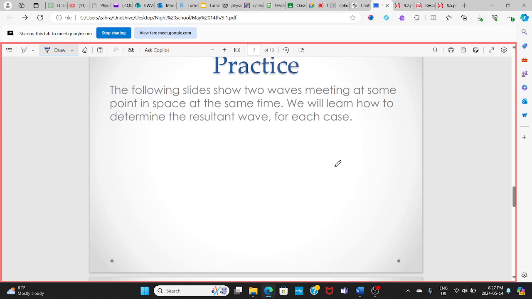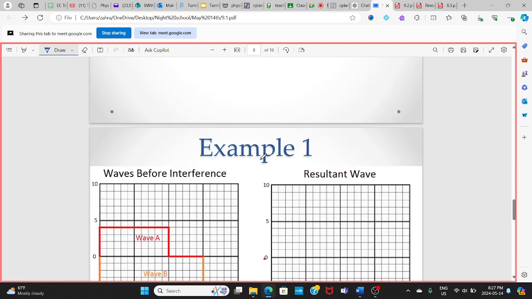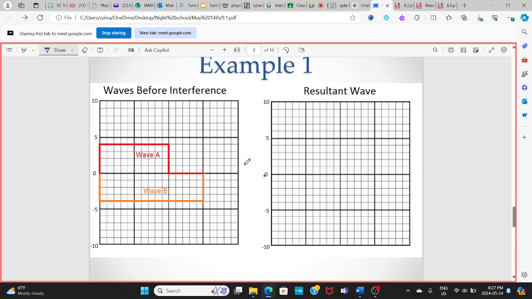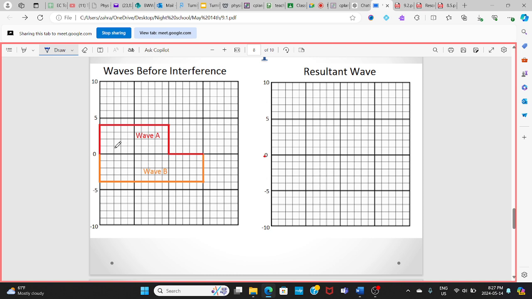Now here is the slide. The following slides show two waves meeting at some point in space. At the same time, we will learn how to determine the resultant wave for each case. Okay, so this is example one. You have wave A and wave B. Wave A is in red and wave B is in orange.